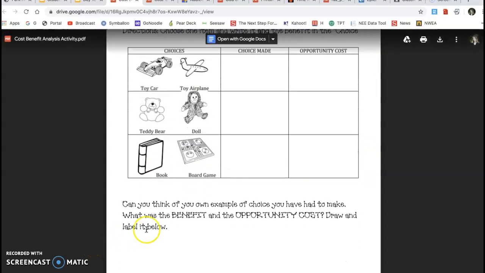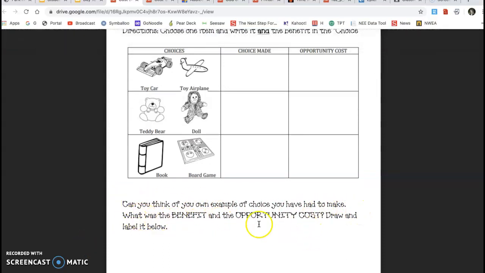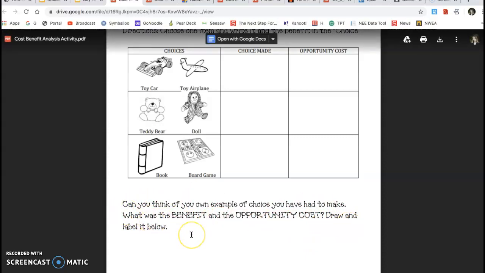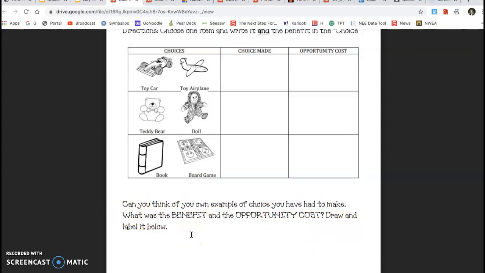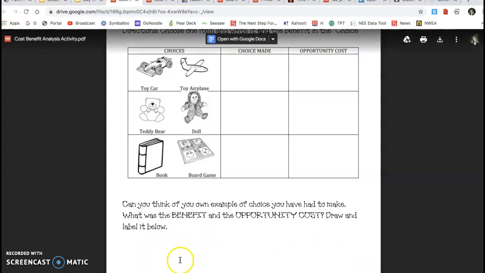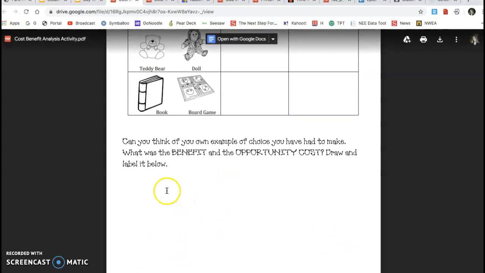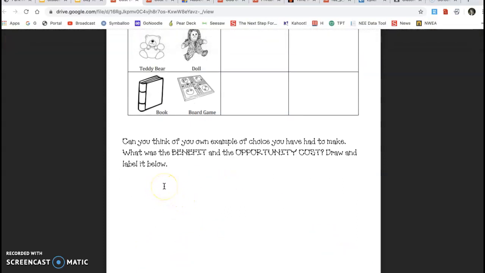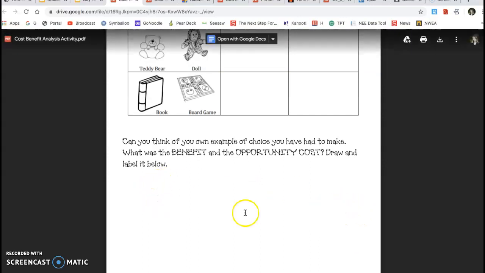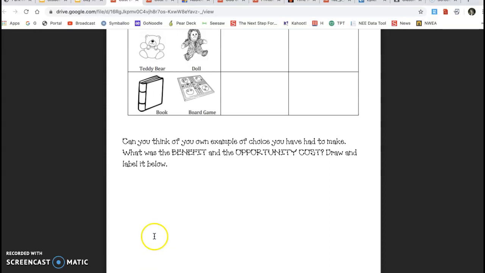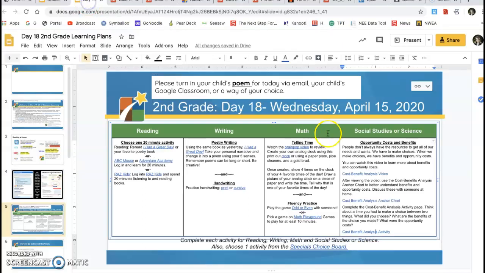And then when they're finished with that, they can think of their own example that they make up or they've had to make. What was the benefit and the opportunity cost? Draw and label it below. So they'll think about a choice, and then they'll write down for each choice the benefit and the opportunity cost. So let's say they chose between how they spent their allowance. They had to choose between buying one toy or the other. Under this toy, they're going to say the benefit and opportunity cost of that toy, and the same thing over here. Again, this video does a really good job of helping, it helps me understand it a lot better, and hopefully it'll help you and your child as well.